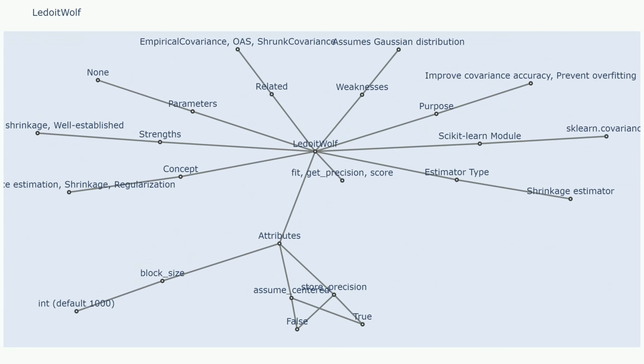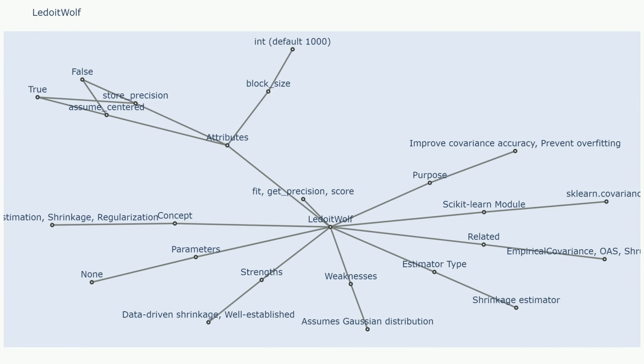Name, random_state. Description, used for random number generation in the shrinkage parameter optimization process. The default value is none, which means that the estimator will use the system's default random number generator. Type integer. Default none. Name, assume_finite. Description, if true, data will be checked for finiteness. If false, the data will be assumed to be finite. Type Boolean. Default true. Attributes.